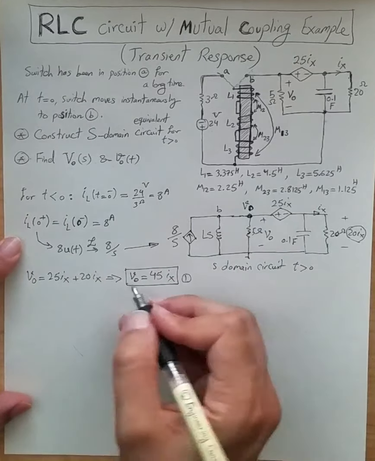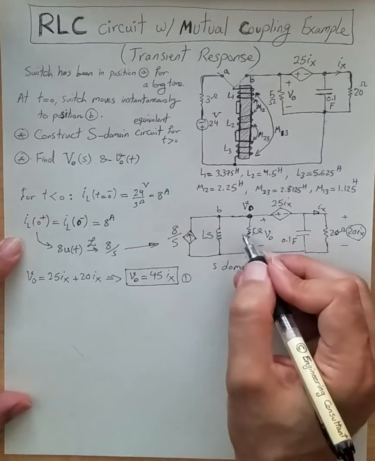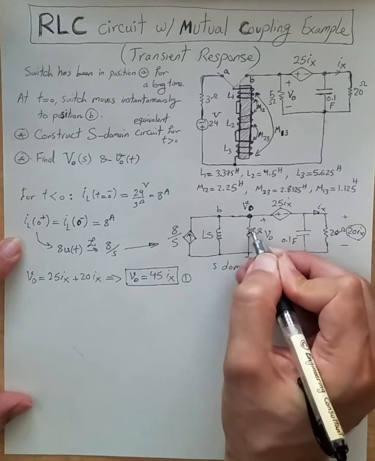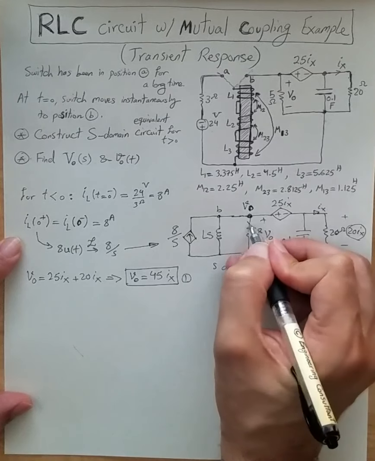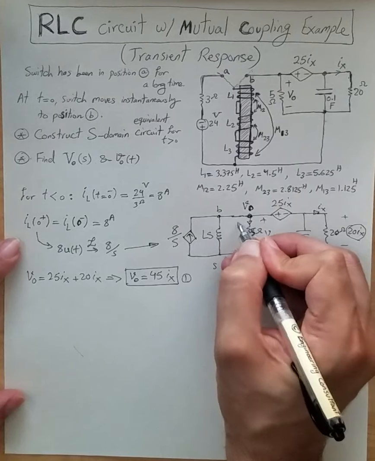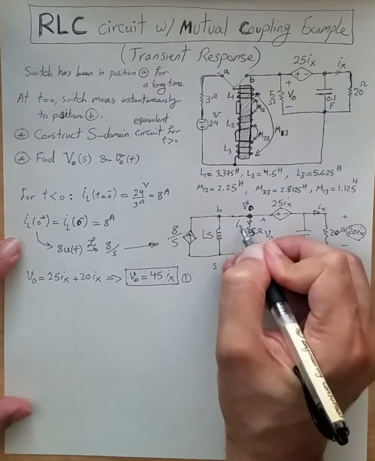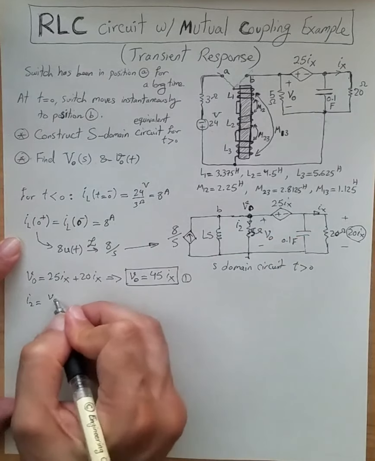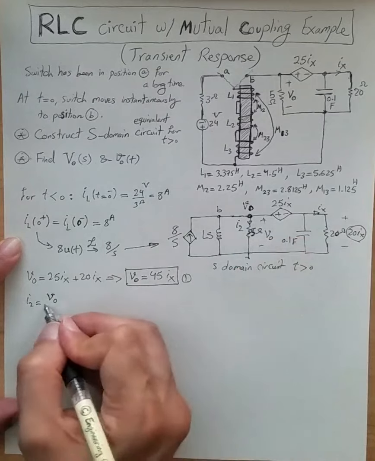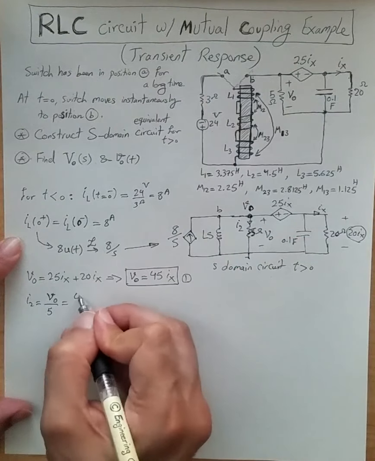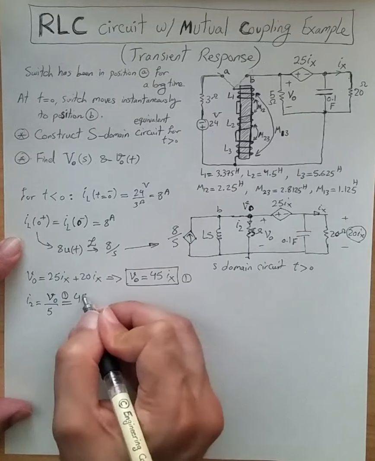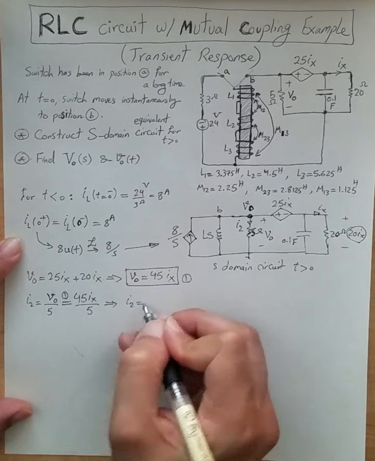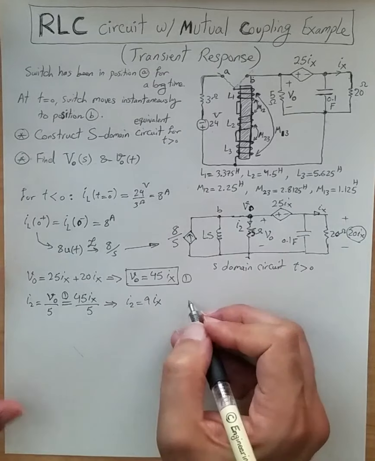Since we know Vout is 45 Ix, we can calculate the current going through this 5 ohm resistor. Let's name this I2. I2 is simply Vout, the voltage across this 5 ohm resistor, divided by 5. From equation 1, 45 Ix divided by 5, we get I2 is 9 Ix. Great.